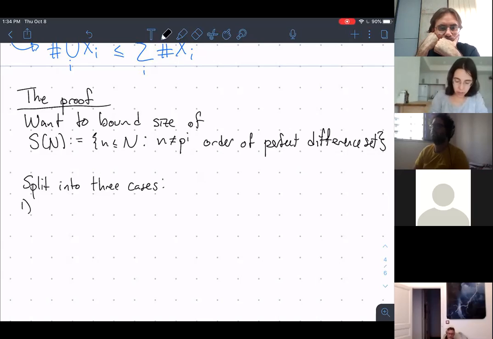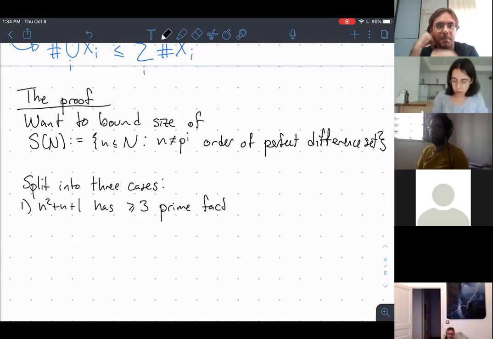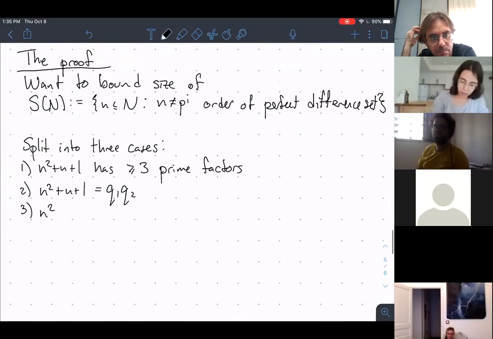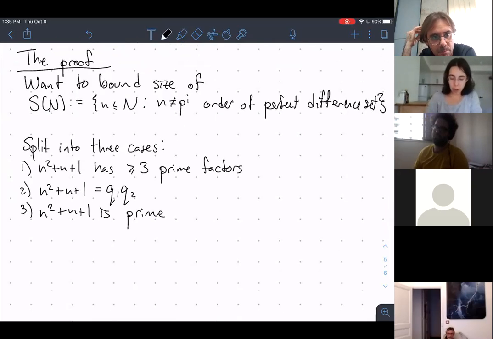So the first case is when n squared plus n plus 1 has at least 3 prime factors. Second is n squared plus n plus 1 is the product of 2 primes. The last one is the last remaining case when n squared plus n plus 1 is prime. And as the number of prime factors of n squared plus n plus 1 decreases, the difficulty and the involvedness of estimating the contribution to S from each of these sets increases.